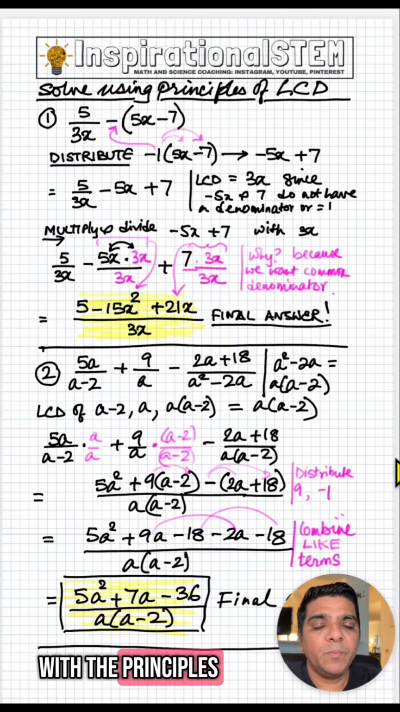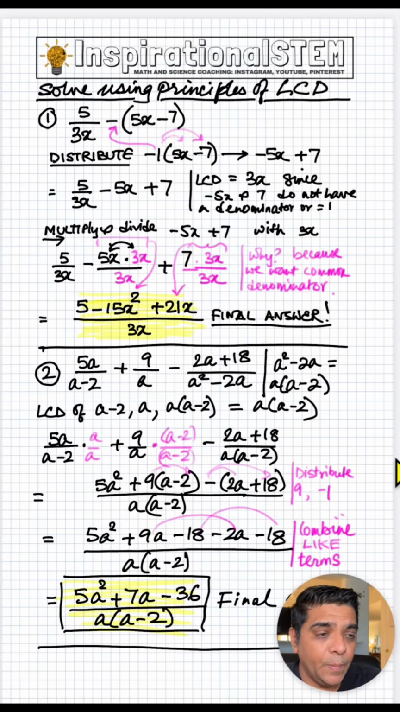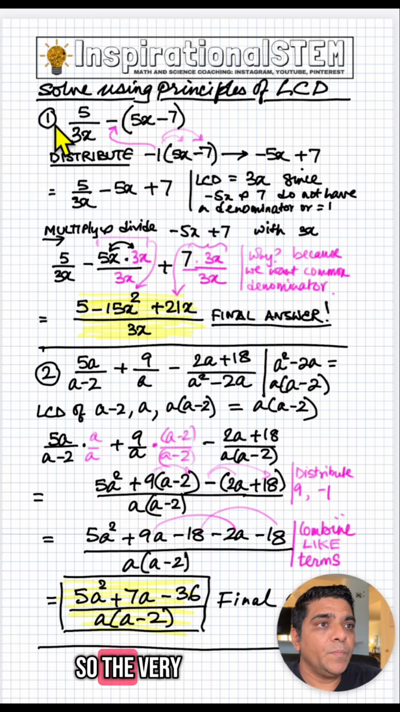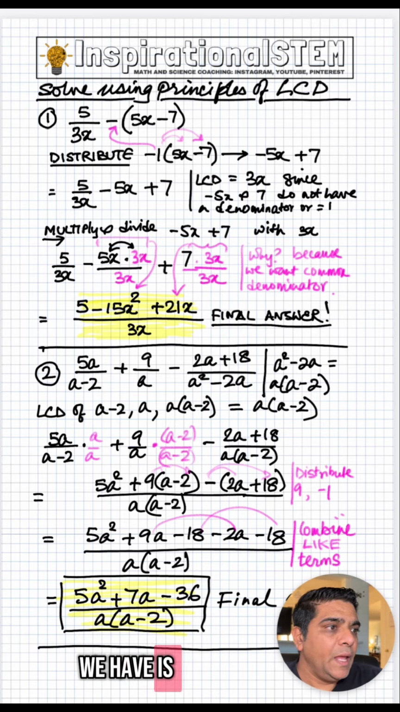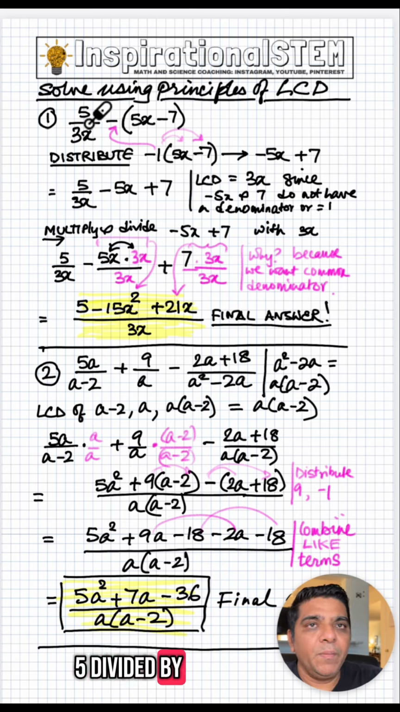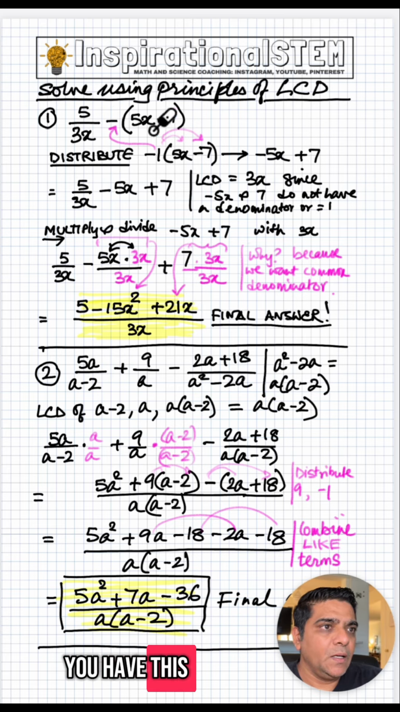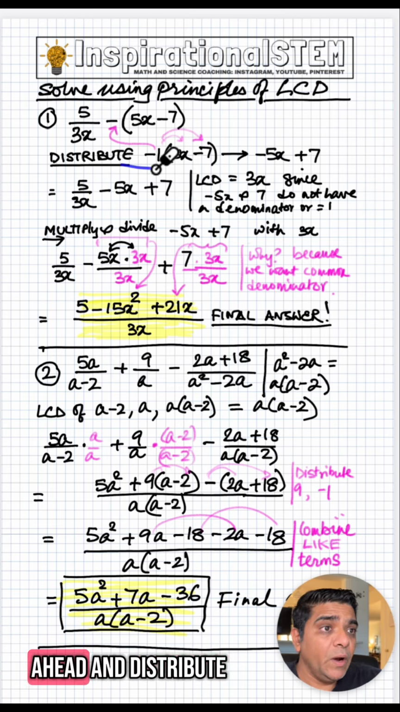Are you comfortable with the principles of LCD? Let's see. So the very first thing that we have is 5 divided by 3x minus this expression. So we're going to go ahead and distribute it first.